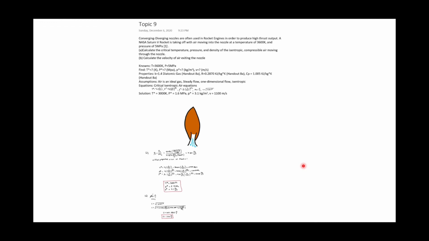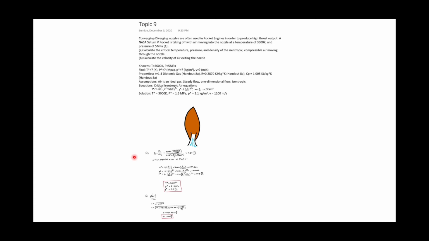We are to calculate the critical temperature, pressure, and density of the isentropic compressible air moving through the nozzle. We are then asked to calculate the velocity of the air exiting the nozzle. Here, using our knowns, we are finding these, as mentioned above, and our properties. We're able to make the assumptions that air is an ideal gas, steady flow, one-dimensional flow, and isentropic. Here, we have our critical isentropic air equations, and we are able to solve as such.